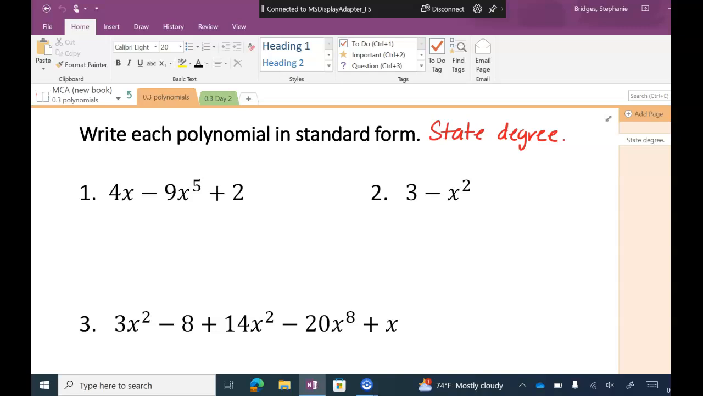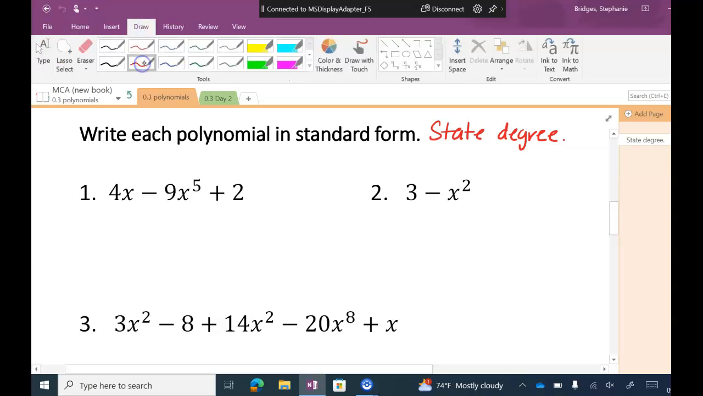X to the 5th. So that 9x to the 5th needs to be written first. What kind of 9x to the 5th is it? Negative. So when we write it, we want to make sure we write it as a negative. So we'll write the negative 9x to the 5th first. And then again, I would go down in descending order. So if I had an x to the 4th, that would come next, but I don't have one of those. Then an x to the 3rd, then an x squared, and then the only other x I have is the 4x. What kind of 4x is that? Positive, so we're going to put plus 4x.